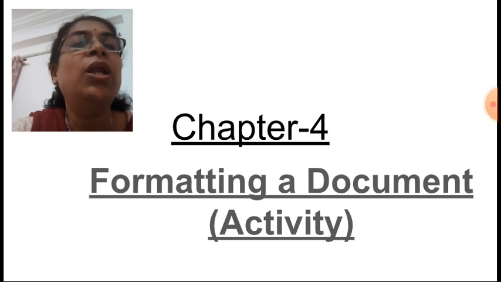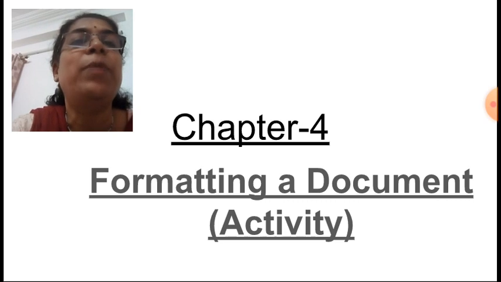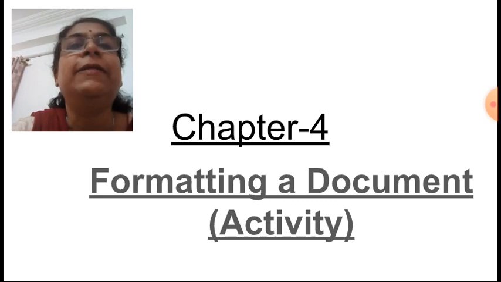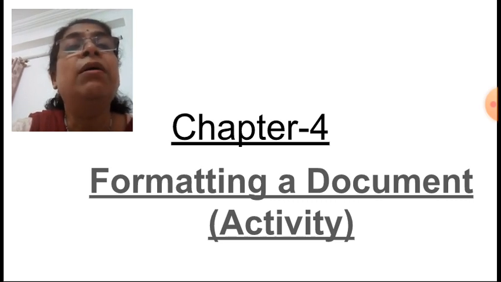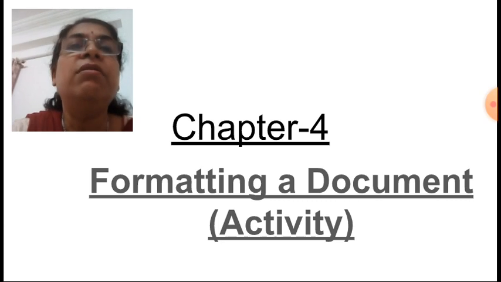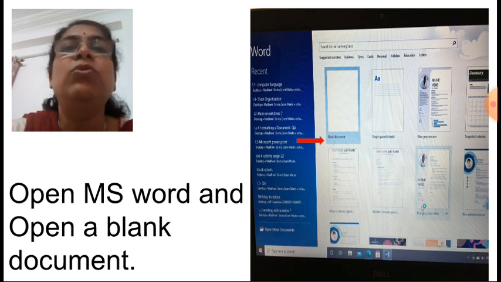Now here we are learning today the activity from chapter number 4, that is formatting a document. In this chapter, in earlier two videos, we have learned many things like changing the font size, font color, then giving border or number for the list, then borders and shading for the paragraph or for particular text, then drop cap, how to apply drop cap, then how to align the text. All many different things we have learned. Now in this activity we will try to learn how to apply those things.